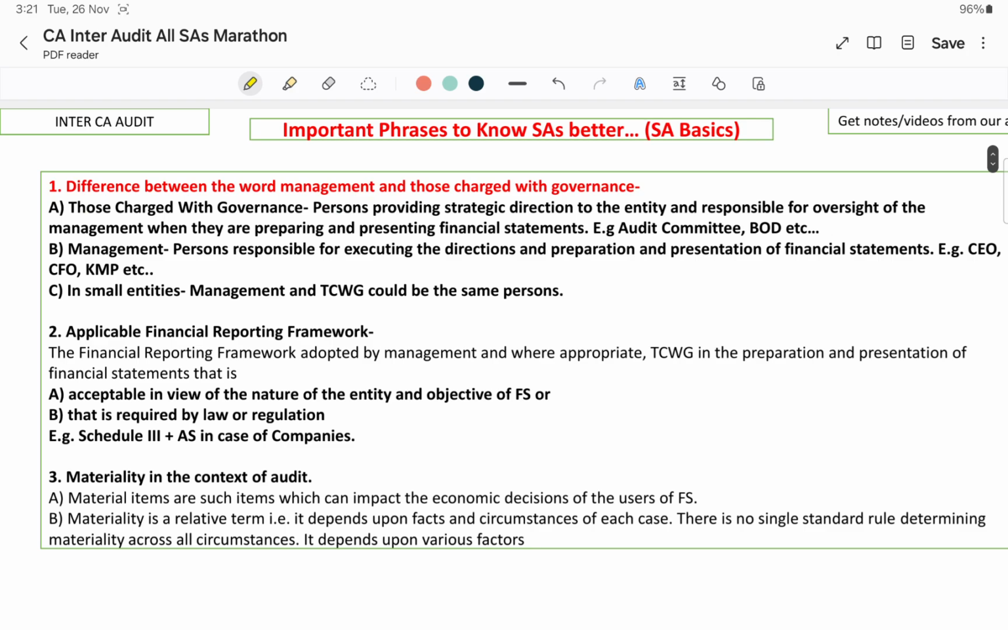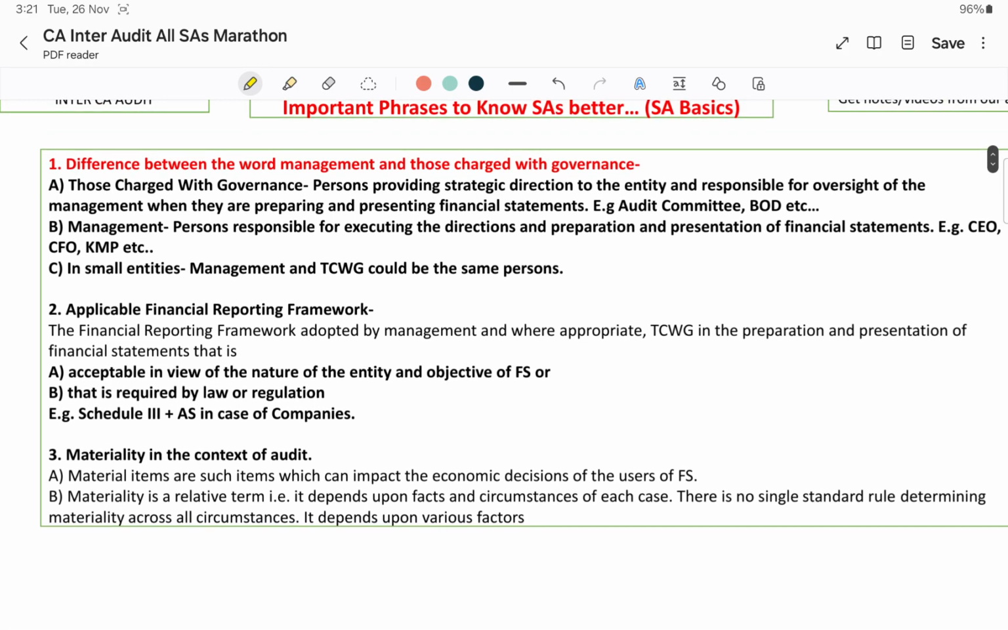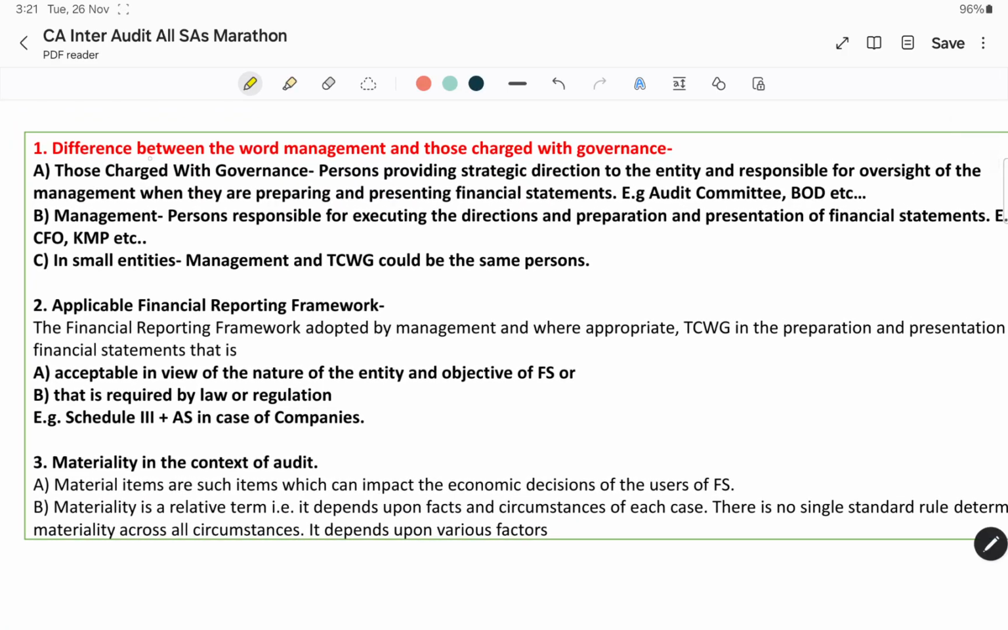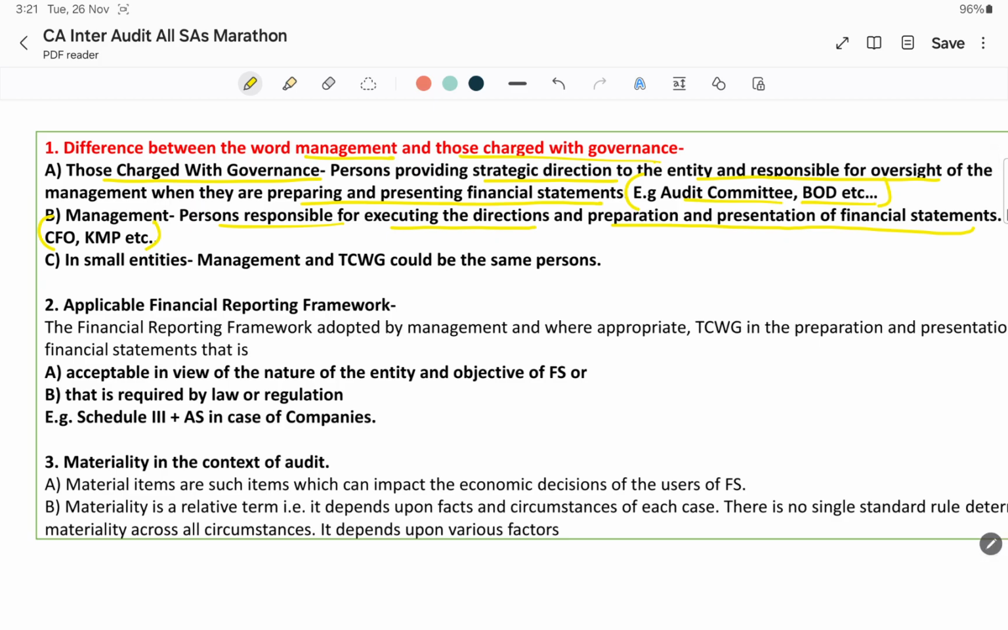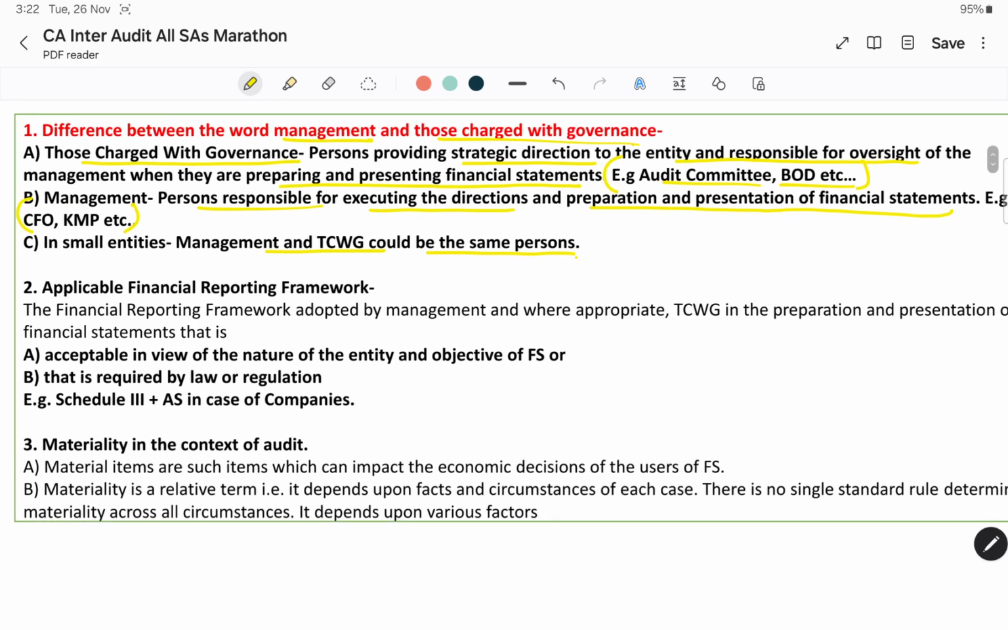The next is important phrases to know Standards on Auditing better. These are the Standards on Auditing. Okay, some basic terms are there which we are going to understand. First, we have to understand the difference between the words management and TCWG. TCWG, those charged with governance, are persons providing strategic direction to the entity and responsible for the oversight of the management when they are preparing and presenting the financial statement. It means audit committee, board of directors, etc. And management are persons responsible for executing the direction and for the preparation and presentation of the financial statement. Example, CEO, CFO, key managerial persons, etc. are all known as management. In small entities, management and TCWG could be the same person.